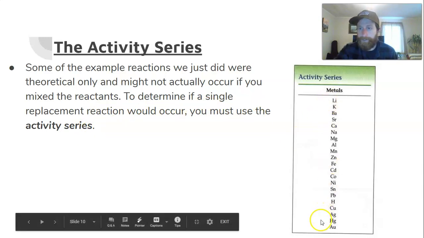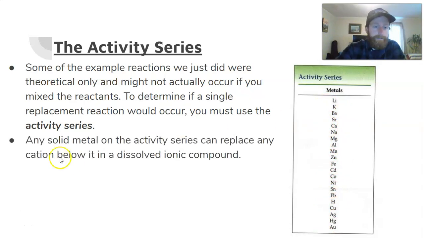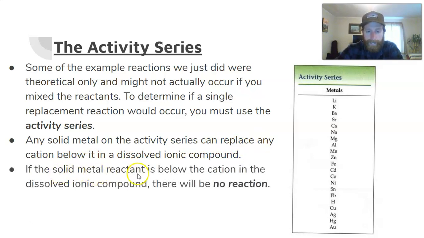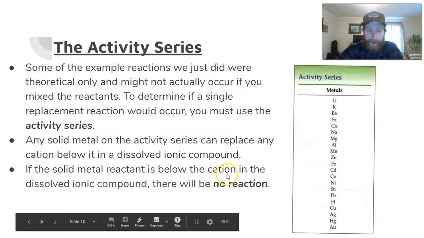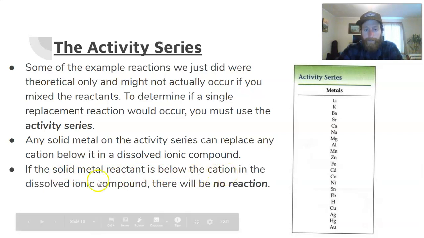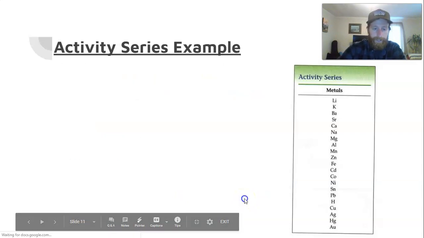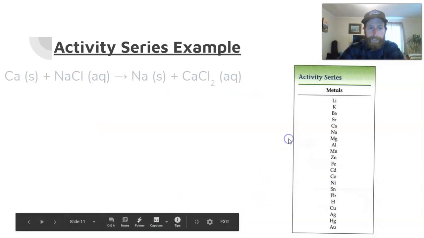And here's the activity series. It's just a list of elements. And this is how we use it. Any solid metal on the activity series can replace any cation below it in an ionic compound. If the solid metal reactant is below the cation, so if the element is below the cation in the compound, there will be no reaction. I think it'll be helpful to see some examples and hopefully it will come together. So let's go through a couple examples.